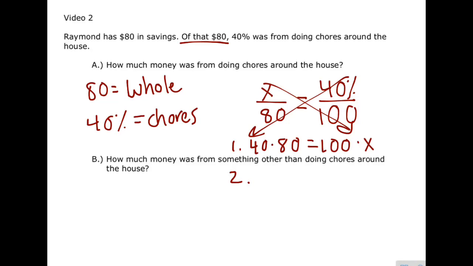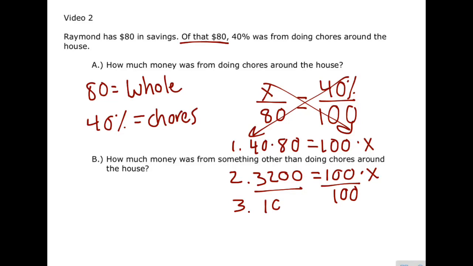Step 2, 40 times 80 is 3,200, which is equal to 100 times x. Step 3, divide both sides by 100. 100 divided by 100 cancels out. So 3,200 divided by 100, take away 2 zeros from the top and the bottom. I'm dividing 32 by 1, which is 32. So the amount of money that Raymond got from doing chores was $32.